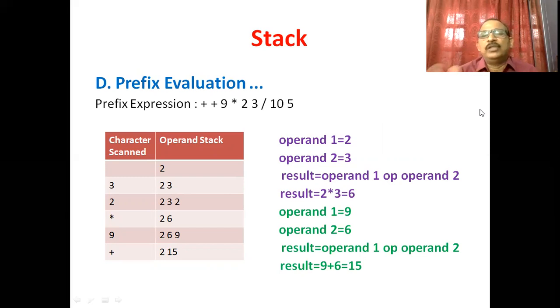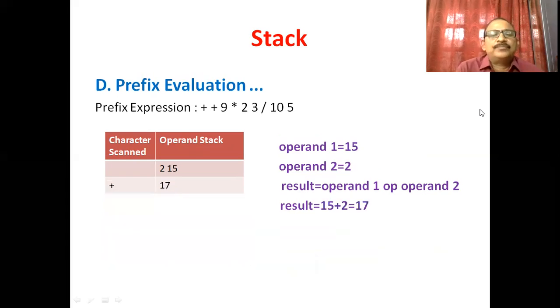Popped item, operand 1 is 2, operand 2 is 3. First popped item is stored in the operand 1. Second popped item is stored in the operand 2. And result is operand 1 followed by the operator followed by the operand 2. So result is 2 into 3 is equal to 6, and 6 is pushed on the operand stack. Next character scanned is 9, push it on the operand stack. Plus is encountered, again pop 2 items, one is 9, next is 6. Result is 9 plus 6 is 15. 15 is pushed onto the operand stack.